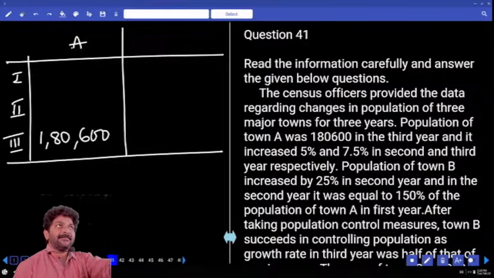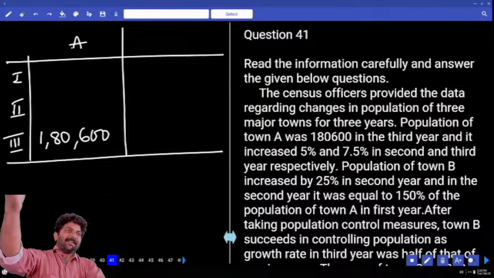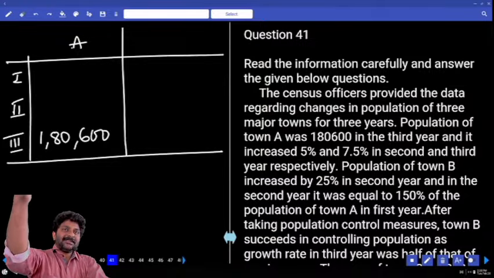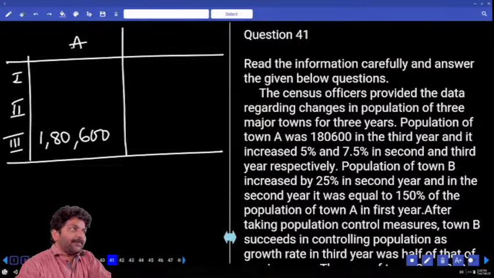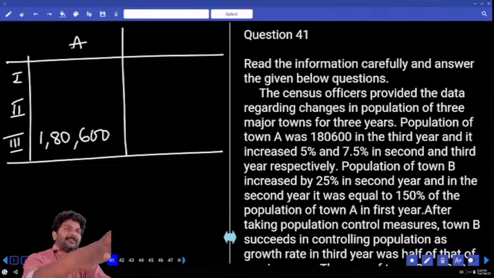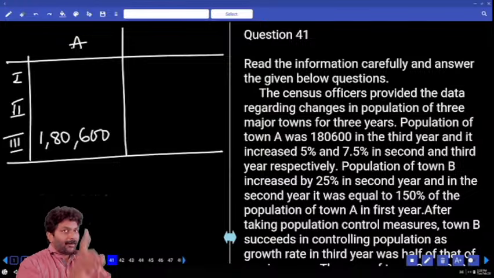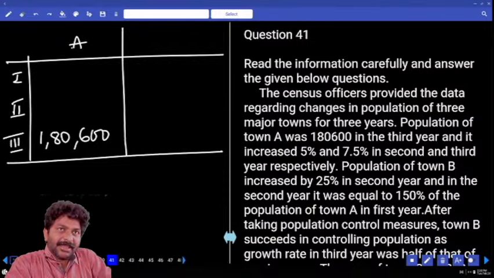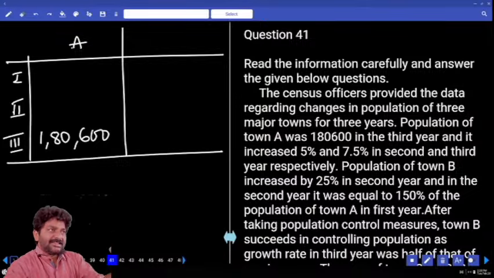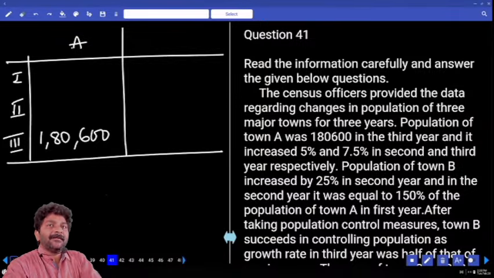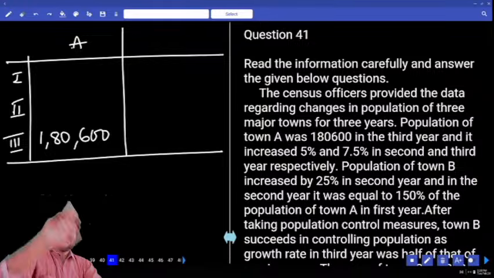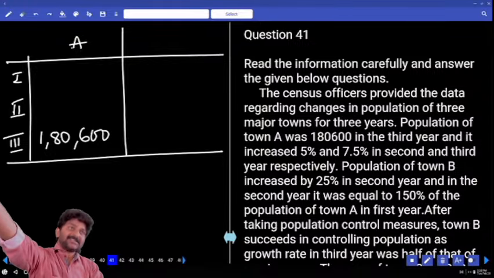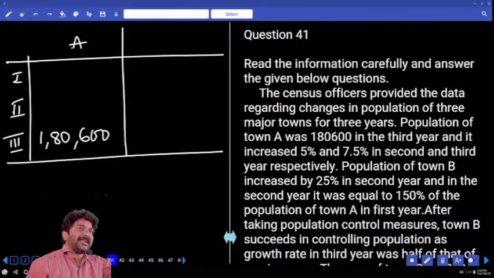What is the first time? Second time? So can I approximately treat both together? It is 12.5%. Practically, is it more than 12.5, exactly 12.5, or less than 12.5? More than 12.5. But still, for the simplification purpose, I am assuming it as 12.5%. Is that okay? When you listen to this word, 12.5%, what is the value that came to your mind? 1/8. So after a 12.5% increase, the number is 1,80,600.